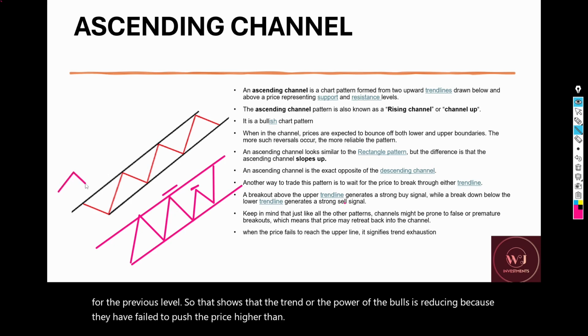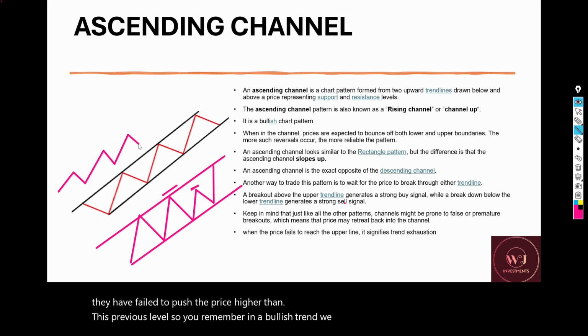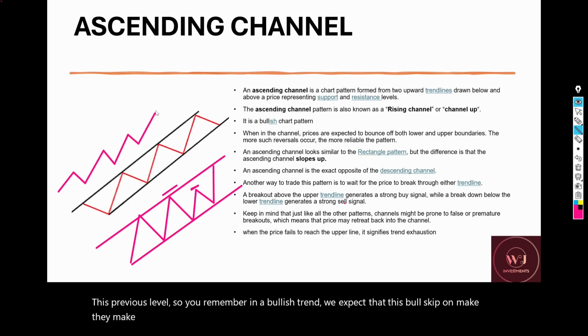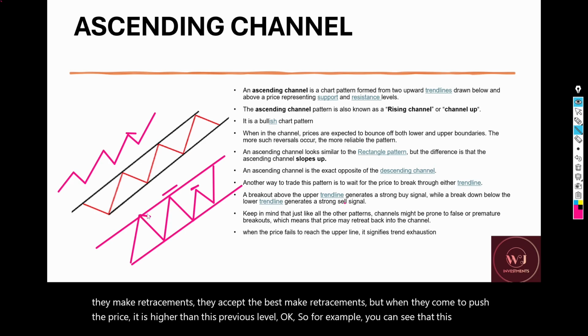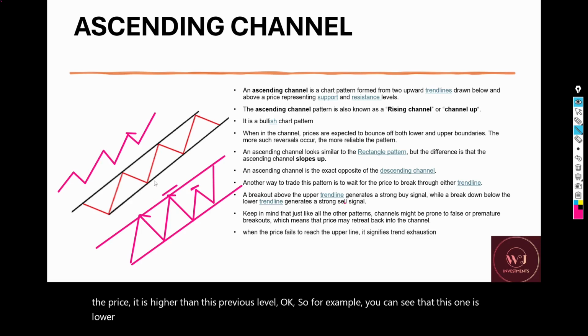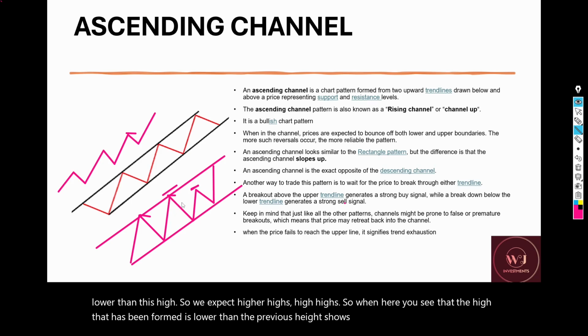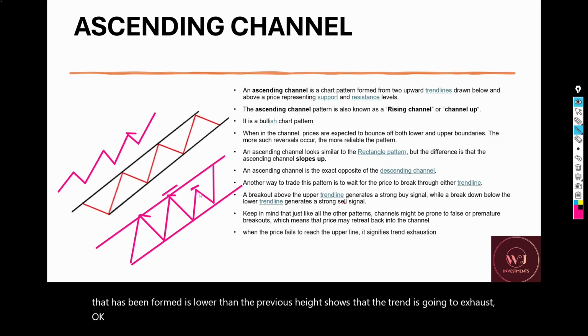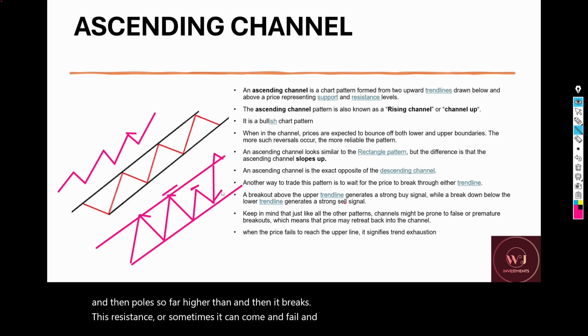So you remember in a bullish trend, we expect that the bulls keep on going, and they allow the bears to make retracements, but then they come to push the price higher than the previous level. For example, you can see that this one is lower than this high. So we expect higher highs, higher highs. So when you see that the high that has been formed is lower than the previous high, it shows that the trend is going to exhaust. So especially now right here, you can see that it shows that it is exhausting, and then it can push higher and break this resistance, or sometimes it can fail and then break the lower support level.